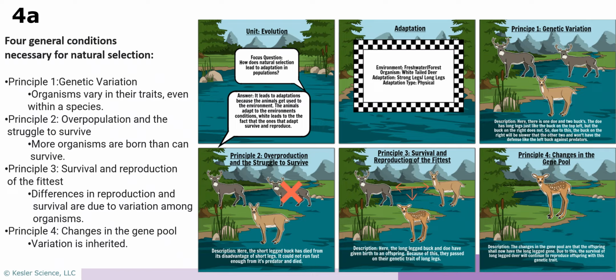Now, the last condition that we have to talk about is a change in the gene pool because the favorable variation is inherited more often than the unfavorable variation. So, again, in the north, more white rabbits survive, so that variation is going to be inherited by more of the young rabbits that are born.